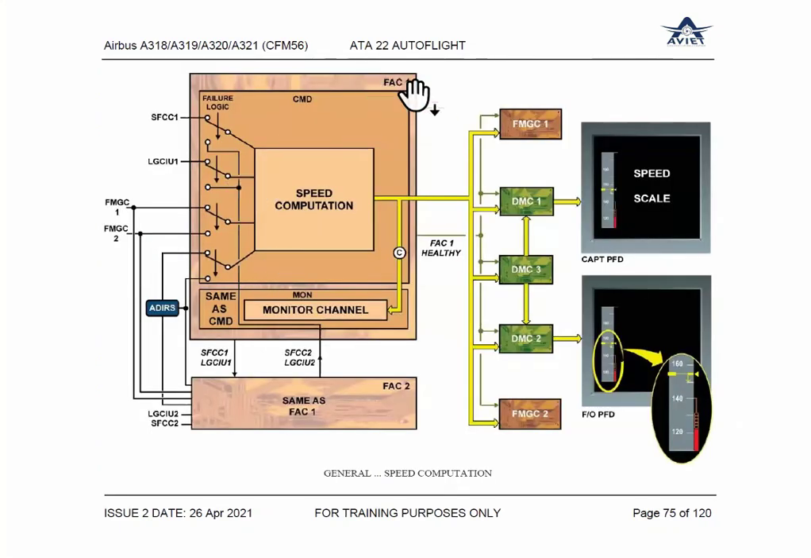Why the FAC? Speed computation is done by the FAC. Both the FACs will do this job. To calculate the speed, they take the input from these places, right?